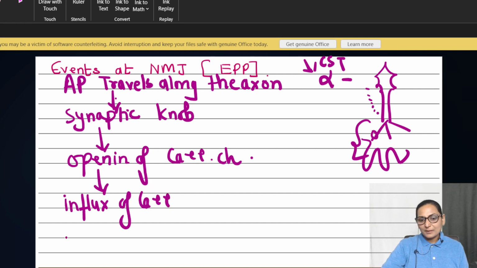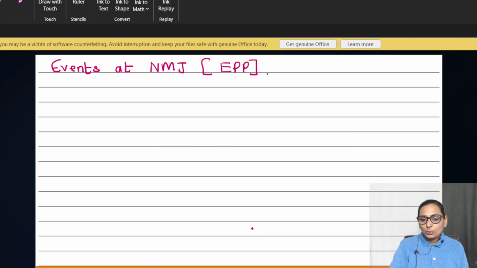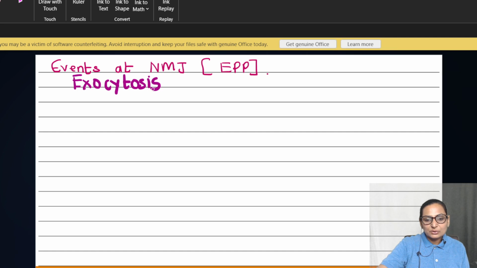Once this calcium comes inside, it helps in the release of the vesicles. It is actually going to take up those vesicles to the release sites and help in their release. By what process will acetylcholine be released? Acetylcholine will be released by exocytosis. So this comes as an MCQ. Exocytosis, remember what it is? It is a kind of vesicular transport.